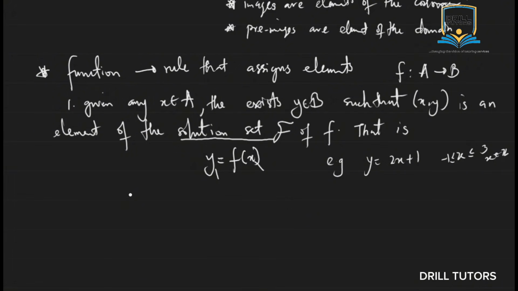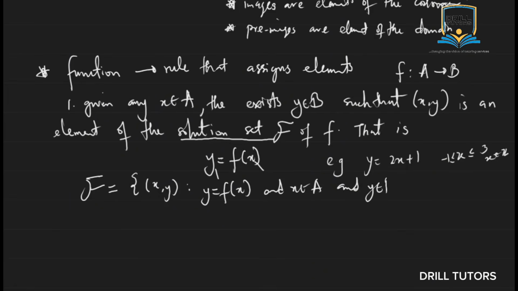Now, I used the word solution set. Anytime you hear the word solution set of a function f, it means a set that brings together all the ordered pairs of your relation. So, something like this, where you have y being a function of x operating there, and x is an element of A, and y is an element of B.